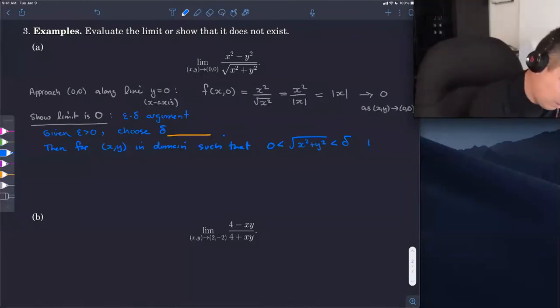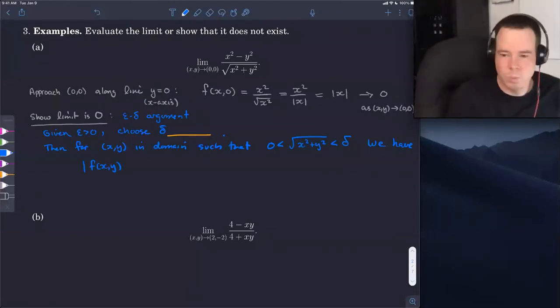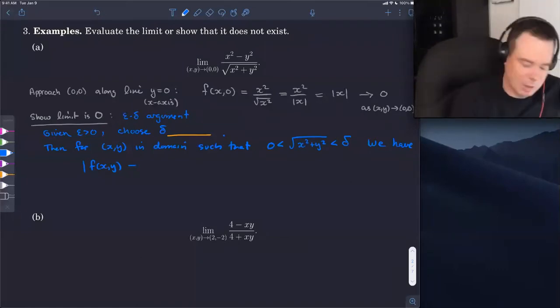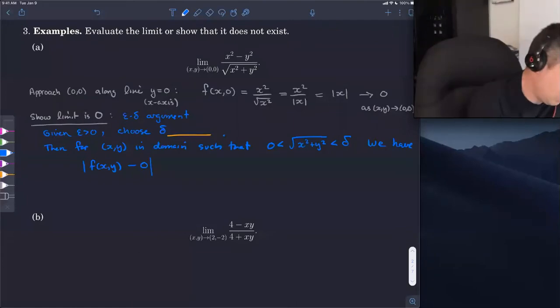So then, I'm just reading the sentence again. Then for xy in the delta circle, I want to show that the function value at xy is within epsilon of my value that I'm claiming to be the limit, which is 0. So I want to show that this quantity is less than epsilon. It lives in the epsilon sandwich. And so I'll write it out. This is the absolute value of x squared minus y squared over the square root of x squared plus y squared.